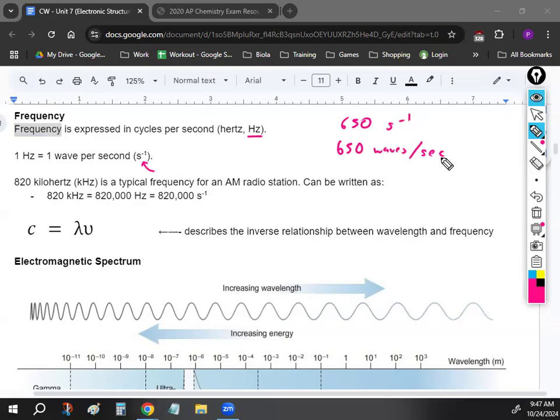Just keep that in mind. That's just a unit of measurement for measuring frequency. How many waves come per second?